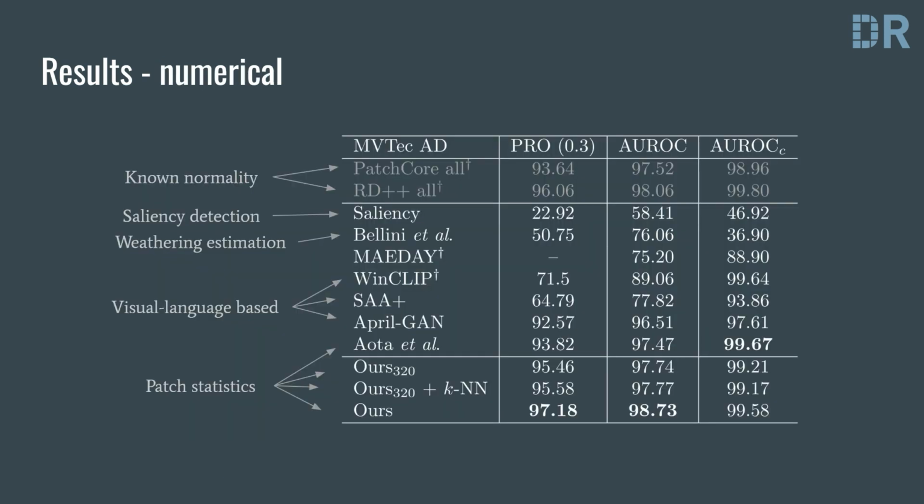The numerical evaluation, in terms of the usual metrics, robustly confirms the advantages of the proposed approach. Notably, on textures, we even outperform methods such as PatchCore, which make use of a curated set of normal images. For completeness, we also evaluate methods that address related tasks, such as saliency detection and weathering estimation.